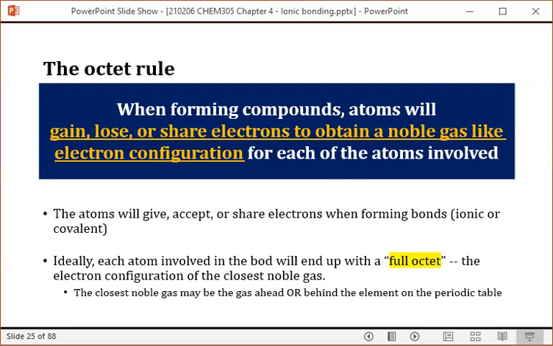When an atom fills up its valence shell, its s and its p subshells that are farthest from the nucleus are completely filled up. It'll have an electron configuration that looks just like a noble gas. And again, we call this a full octet. And so when atoms form bonds, they're moving electrons around or sharing electrons to obtain a full octet.